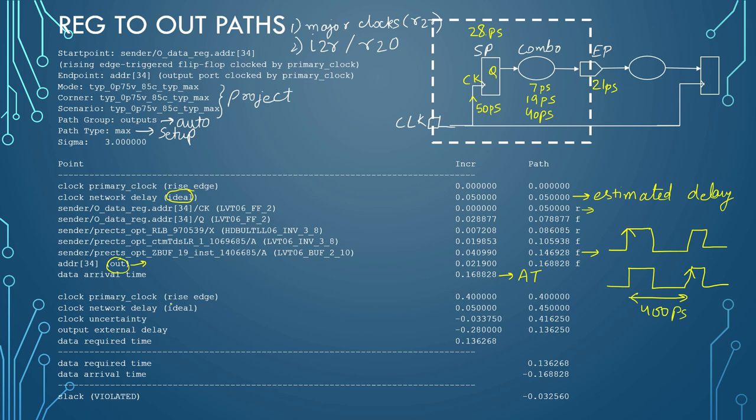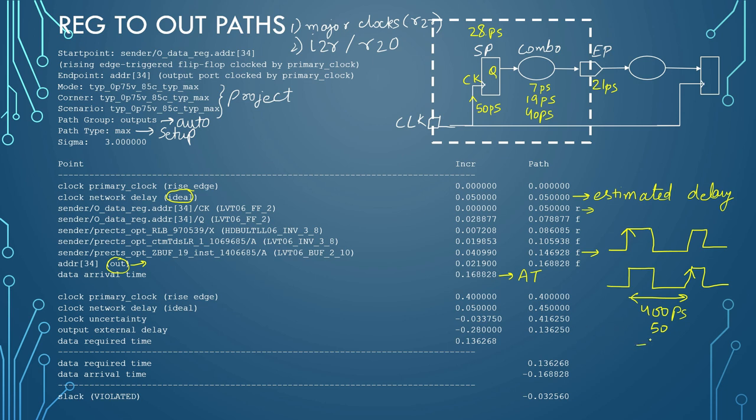This is estimated because it is ideal. The explanation is mentioned in the previous video, the link is given in the description. And that 50 ps will also get added to this. Why? Because this is the clock latency it will take for the clock to reach the end point. And then comes the clock uncertainty. There will be some uncertainty because of skew, jitter and other factors, but since the clock is ideal, it is an estimated uncertainty. That is around 33 ps.